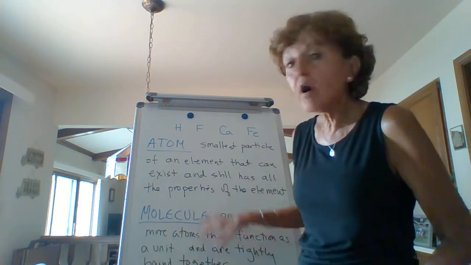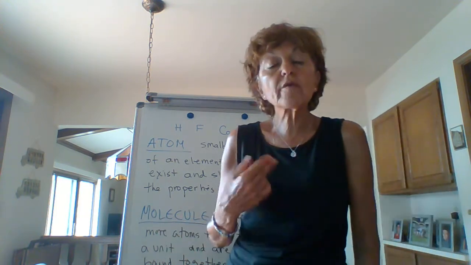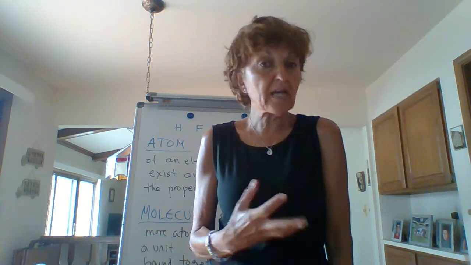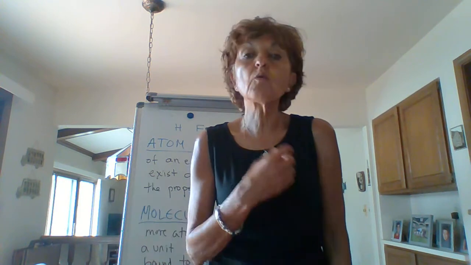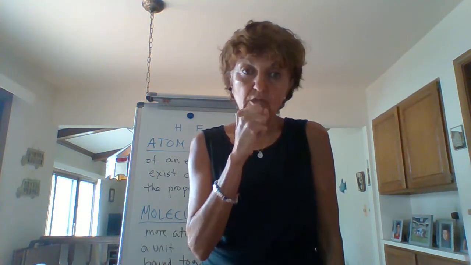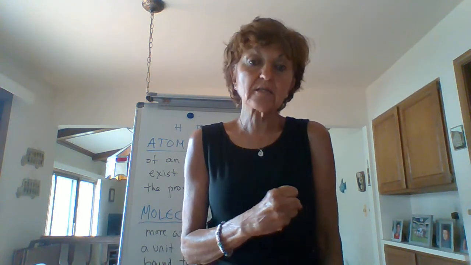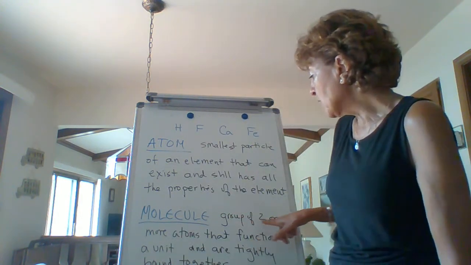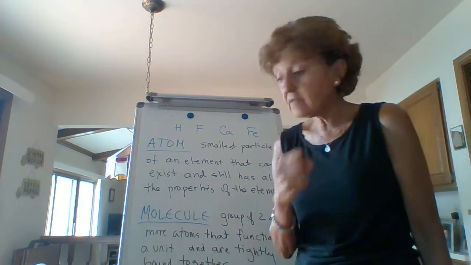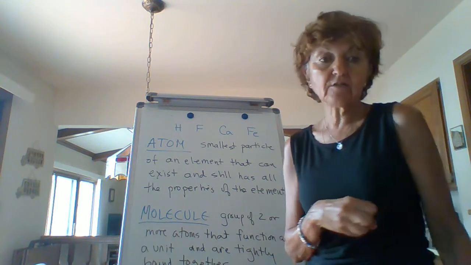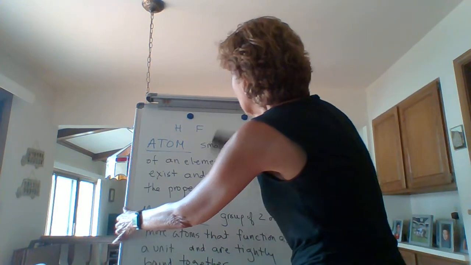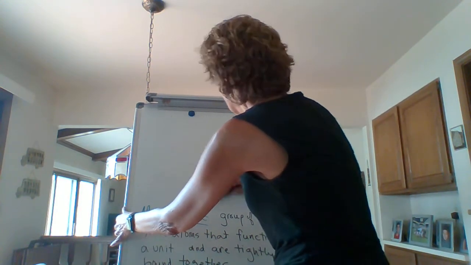Now, a molecule is when you have more than one atom. You could have 2 atoms, 3 atoms, 10 atoms, 27 atoms, whatever. But if you have more than one atom and they're bound together really tightly, that creates a molecule. So a molecule is a group of 2 or more atoms that functions as a unit, and they're very tightly held together. All right, so let's focus in on molecules and talk about the different types of molecules.